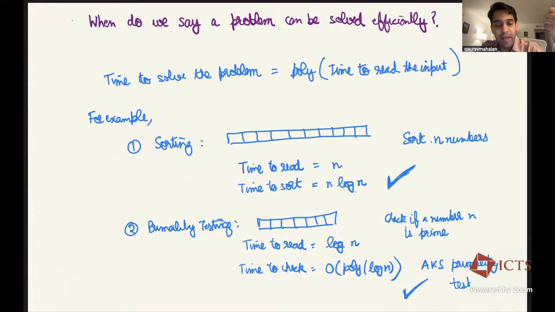Okay, similarly, primality: if I give you a number n, you only need log n bits to represent that number. And so we would like to check primality in poly log n time. And the AKS primality algorithm does that. It's a big result. But we can do both of these things in polynomial time. And what polynomial time means changes based on the problem, because sorting takes n time to read, and primality takes log n, whatever n is.